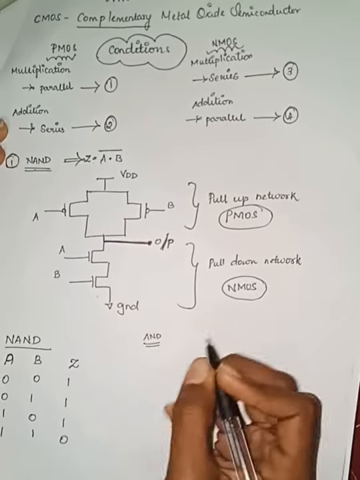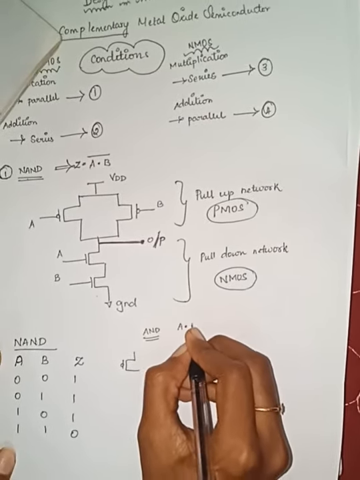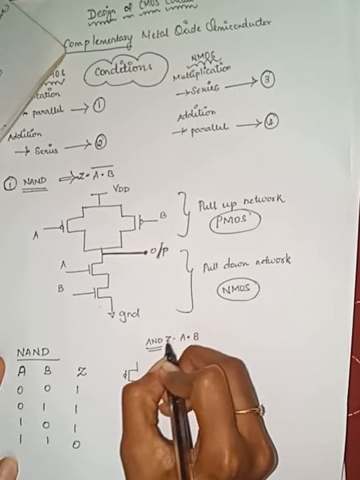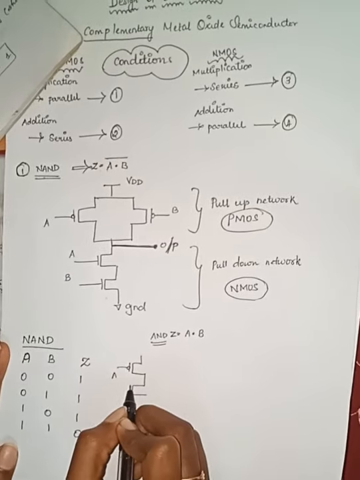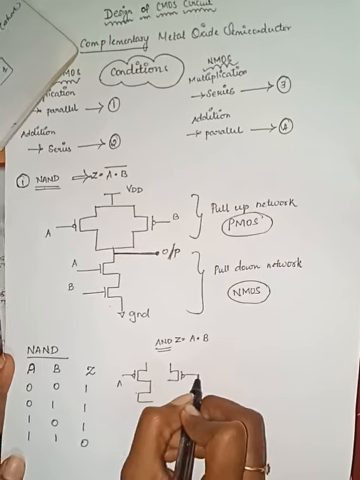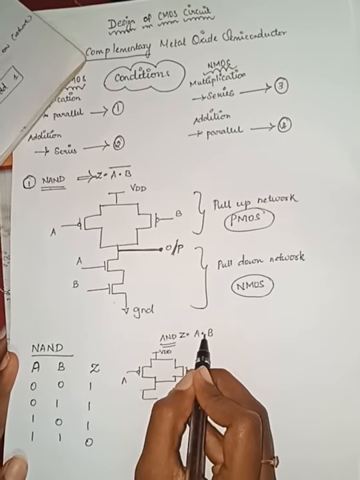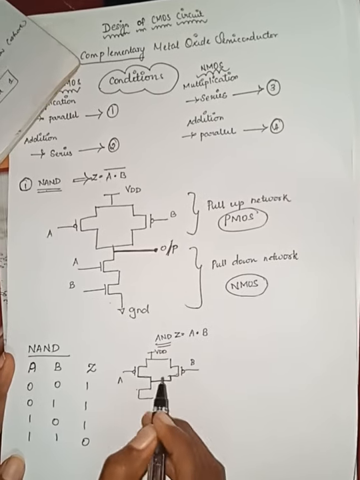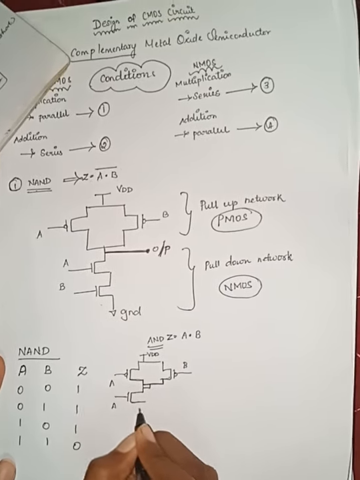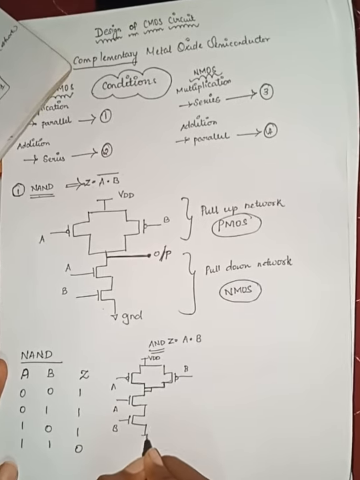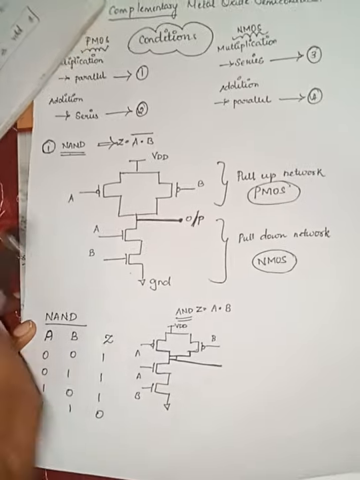Same for designing the AND gate, we need to add an inverter at its output. Circuit for the AND gate: we have two inputs A and B, Z equals A dot B. So we need two transistors for PMOS, A and B. As it is a multiplication function, PMOS is connected in parallel combination. Same for NMOS: as it is multiplication, NMOS is connected in series combination. At the middle we derive the output. This is the circuit for the NAND gate.